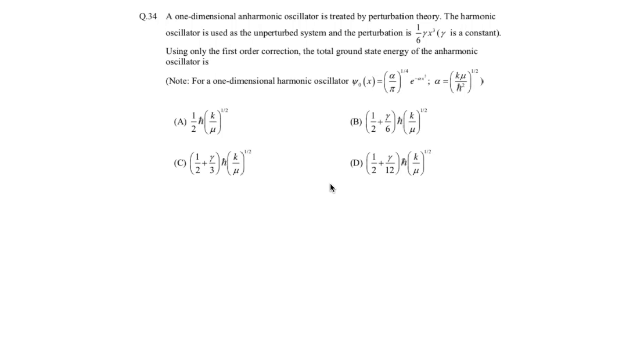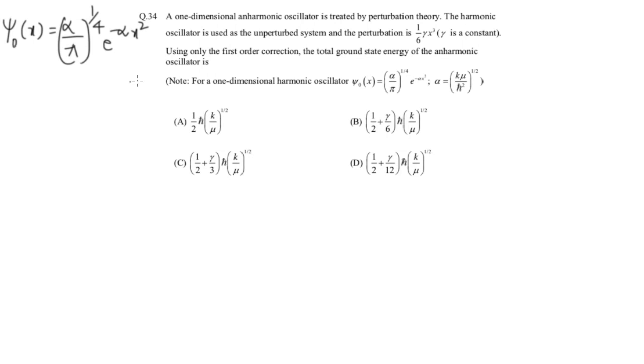So that is the value of your perturbation. Gamma is a constant which is given to you. Using only the first order correction, you just have to use the first order correction, and tell the total ground state energy of the anharmonic oscillator. So basically, first of all, the values which are given to you, that is psi naught equals alpha by pi and whole to the power 1 by 4 e to the power minus alpha x square.